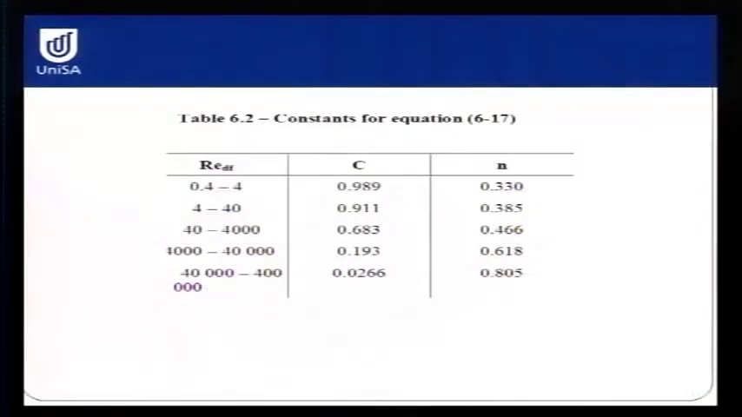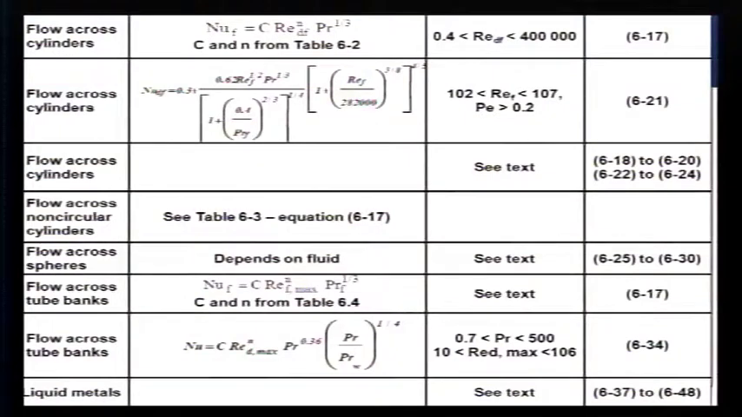And the values of C and n are not constant. They depend on the range of the Reynolds numbers we're dealing with, and these are the values to be used. So you can see from very slow laminar flow to quite high turbulent flow, we have varying values for C and n. So if we have air or water or oil moving across a cylinder to heat it up or cool it down, we use this equation, and it's quite straightforward.